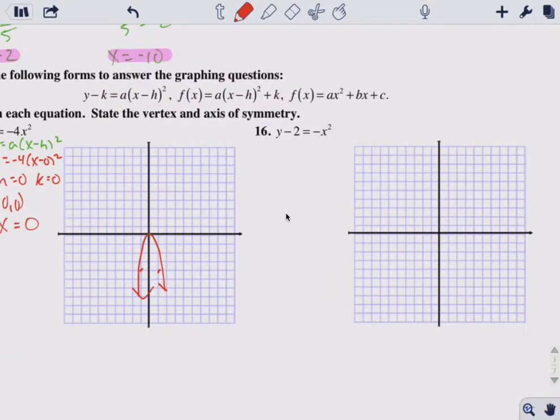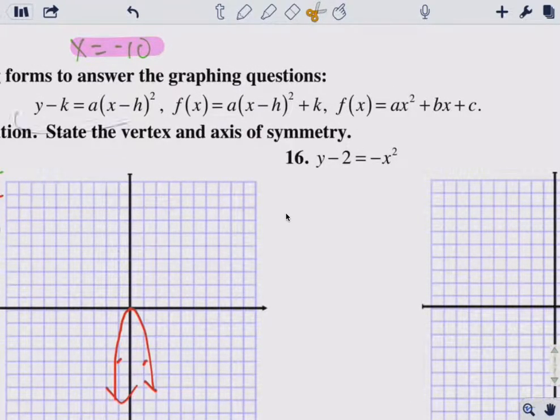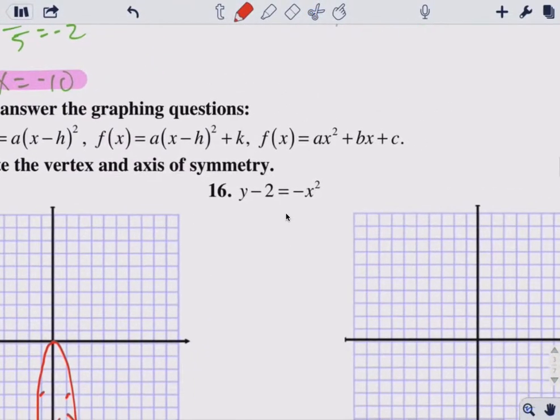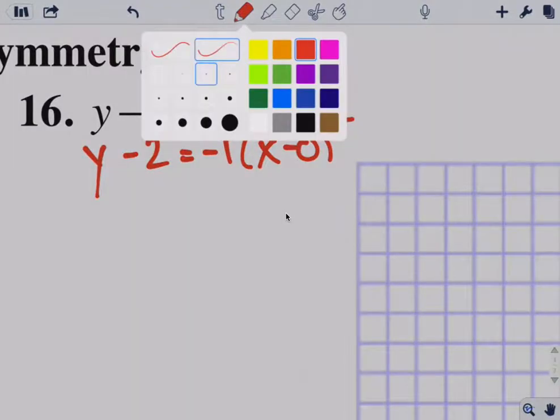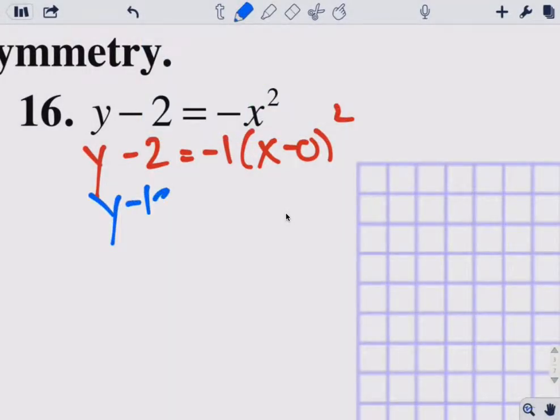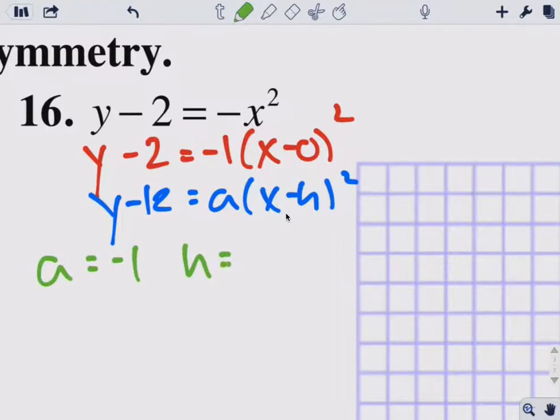Okay, so over here, again, this follows the first formula, because it's y, so we want to match it up. y minus k is equal to negative 1 times x minus 0 squared. In this case, y minus 2. Again, the form is y minus k is equal to a times x minus h squared. So a is negative 1, h is 0, k is 2.